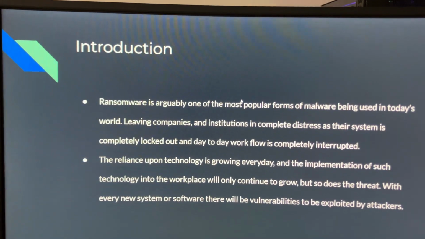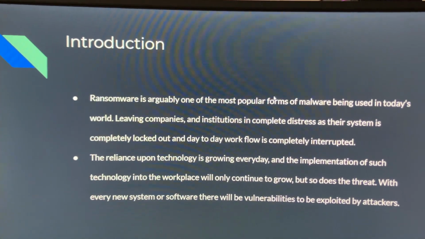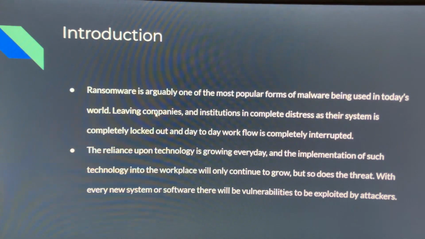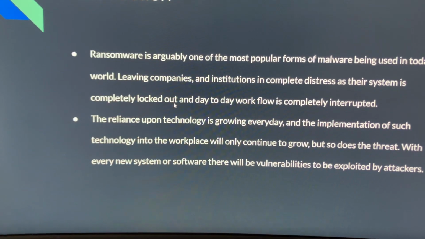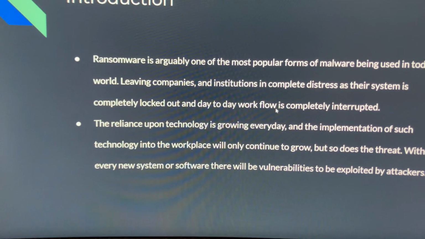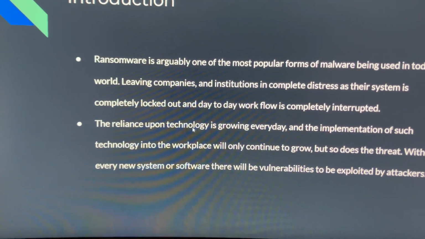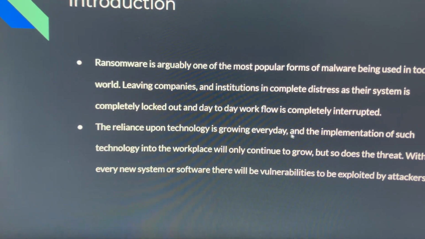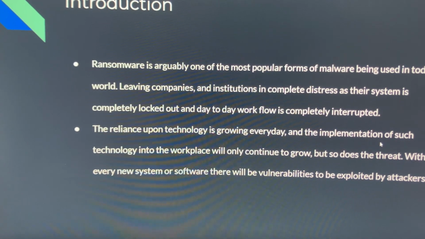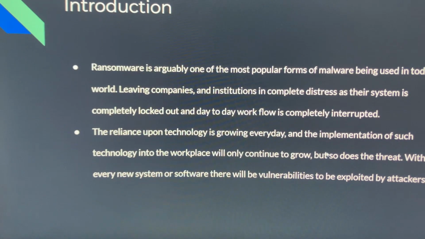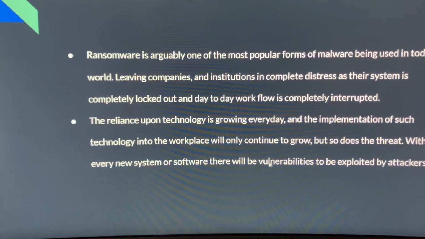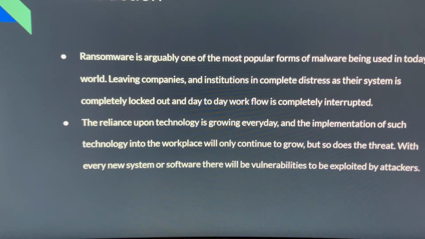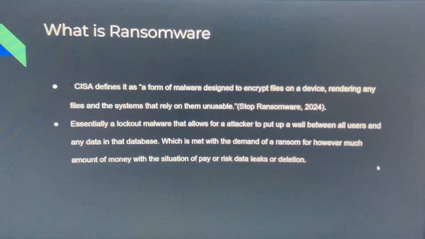Introduction: ransomware is arguably one of the most popular forms of malware being used in today's world, leaving companies and institutions in complete distress as their system is completely locked out and the day-to-day workflow is completely interrupted. The reliance upon technology is growing every day, and the implementation of such technology into the workplace will only continue to grow, but so does the threat. With every new system or software, there will be vulnerabilities to be exploited by attackers.